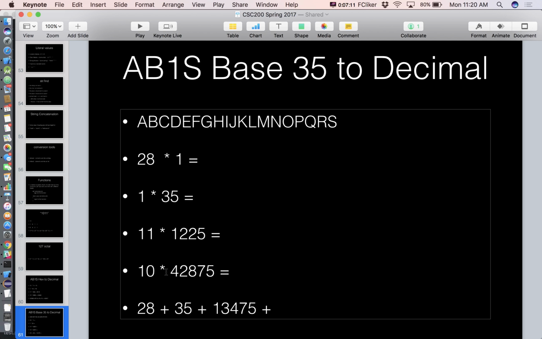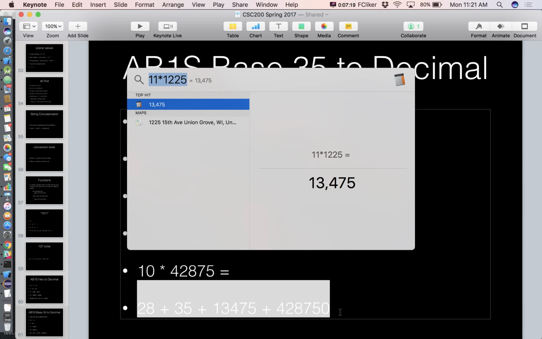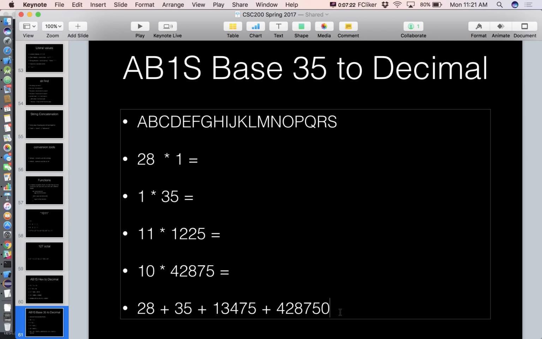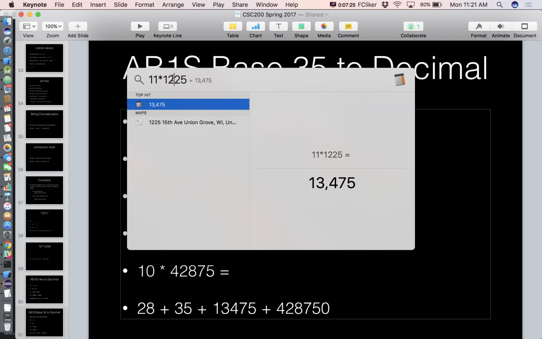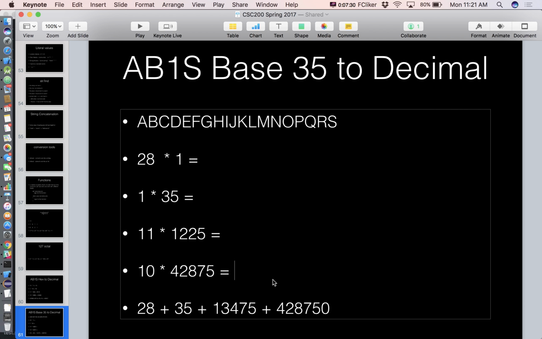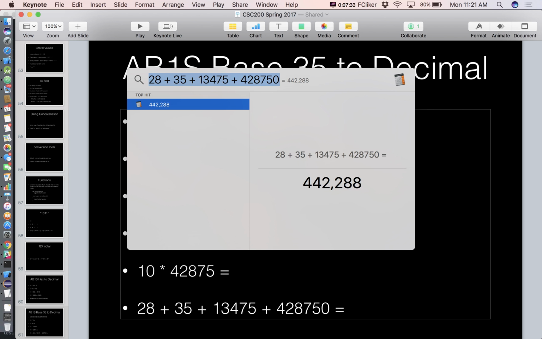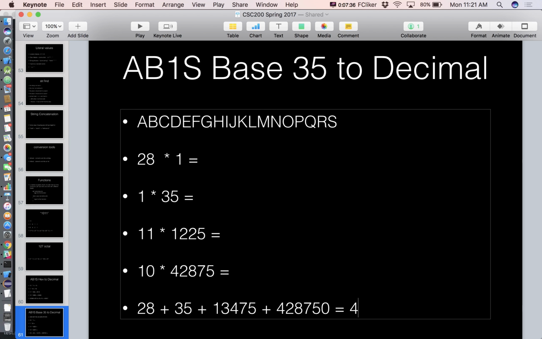13,475 plus 42,870, so that's 442,288. So AB1S in base 35 is equal to 442,288 in base 10. All right, so the conversions are always identical.